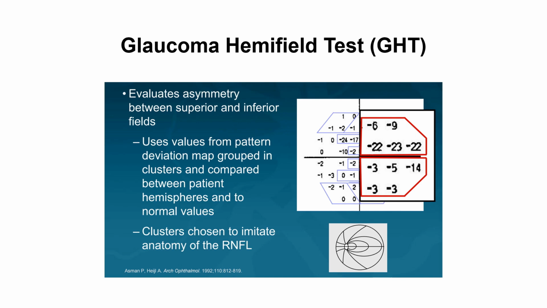They use these clusters, compare them between the superior hemisphere and the lower hemisphere, and to a normative age-corrected database. And they will say three responses. We will talk about them: outside the normal limits, borderline, and normal. You see, for example, here the superior field compared to the inferior field, there is an asymmetry difference between the superior field, minus 20 decibel, compared to minus 3 in the inferior field.